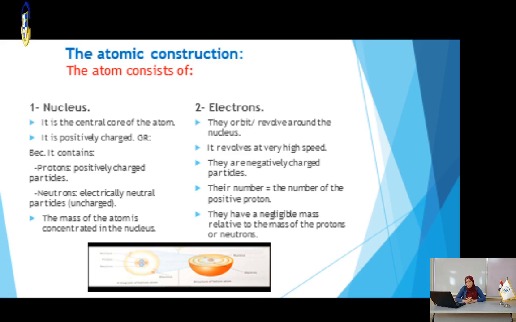The second particle is the electron. Electrons are very small particles. They orbit or revolve around the nucleus at a very high speed. They are negatively charged particles. Their number equals the number of the positive protons in the nucleus. They have a negligible mass relative to the mass of protons and neutrons. So we can say that the mass of the atom is concentrated in the nucleus.